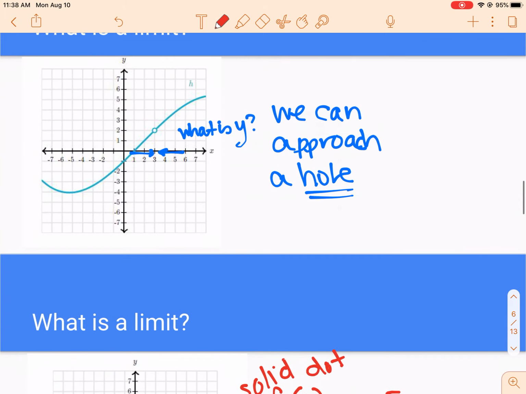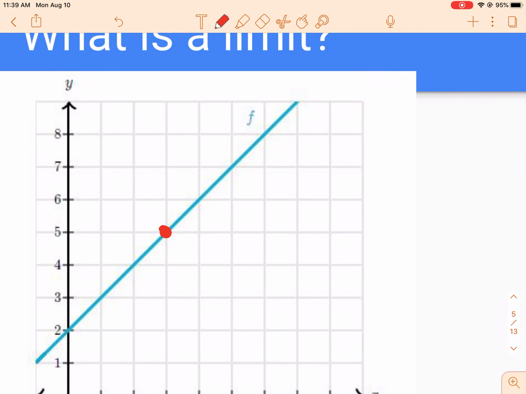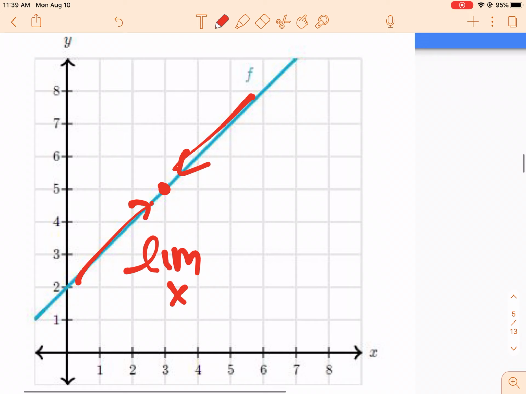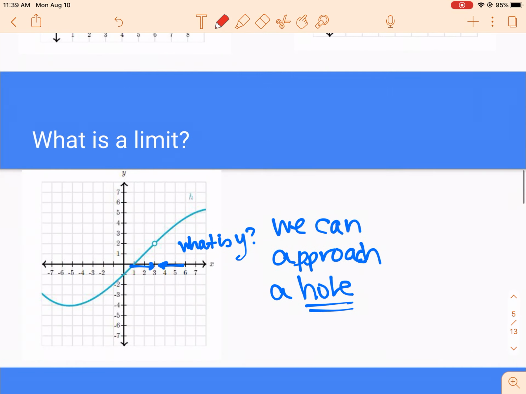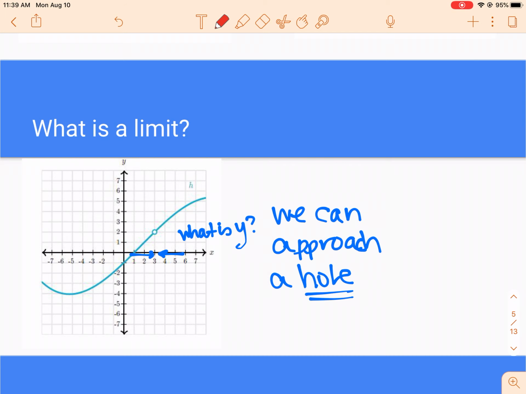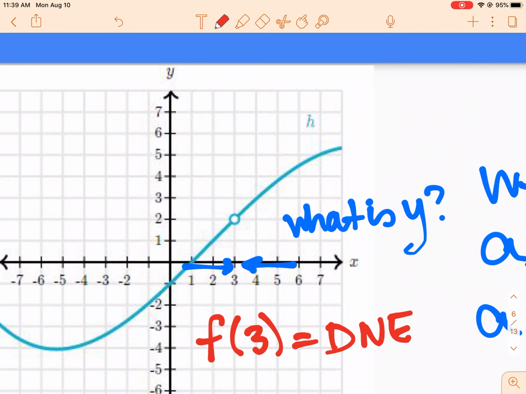If I go back to this screen right here and I were to pick any spot, we would say, well, it approaches the same thing that its function is. So here, if I say the limit as x approaches 3 of our function, the answer is 5. And if I say what is f of 3, we'd also say 5 because there is no hole. In this case, so I know I'm jumping back, but in this case, we would say that f of 3 does not exist. There actually is no y value there.